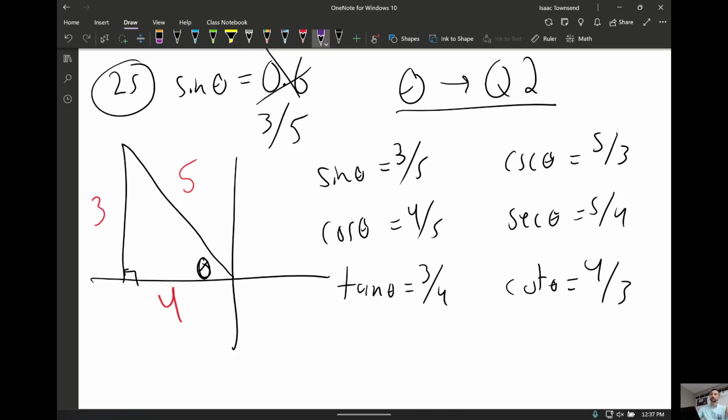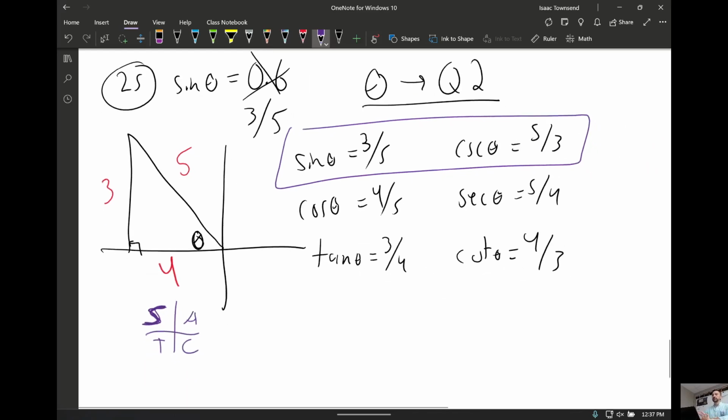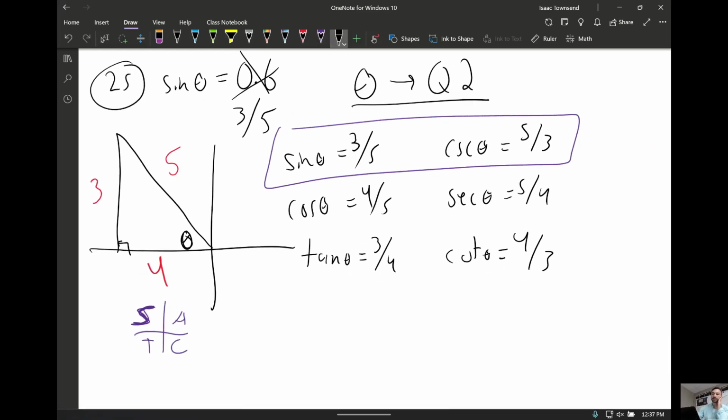Right, so the way you could quickly check it is if you're in quadrant 2, all students take calculus. Quadrant 2, the only positive answers you should have are sine and its reciprocal. Everything else is supposed to be negative. So you at least know that you need to go back and reconsider. So here's what's happening here, and you guys need to be aware of this. If you know your Pythagorean triples, 3, 4, 5, that's great. But Pythagorean triples have no idea about direction. This 4 is going left 4, so it has to be a negative 4. You're going left, plotting a point, x is negative.